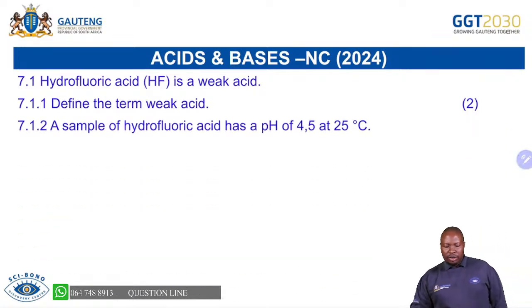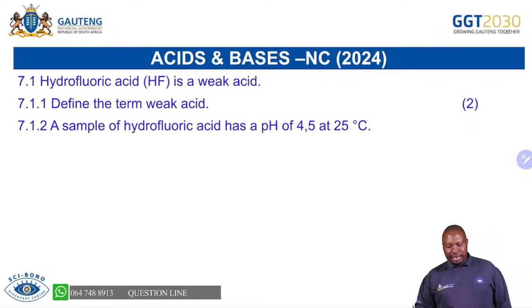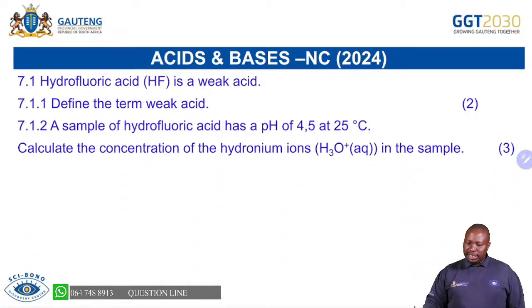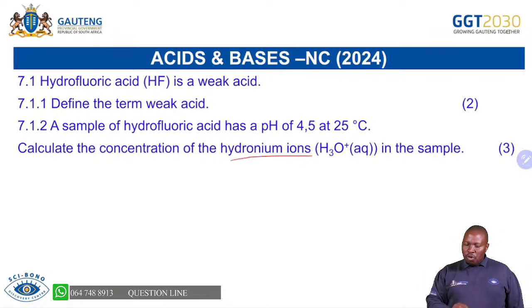Now, a sample of hydrochloric acid has a pH of 4.5 at 25 degrees Celsius. So already you are given the pH. They are saying calculate the concentration of hydronium ion. So you must be able now to move between the two. To say, okay, sometimes I know the formula is pH equals minus log [H3O+].